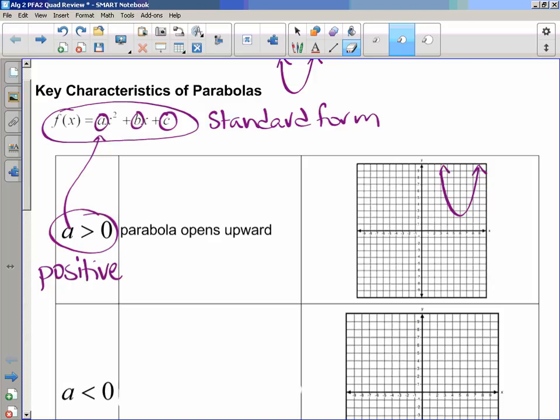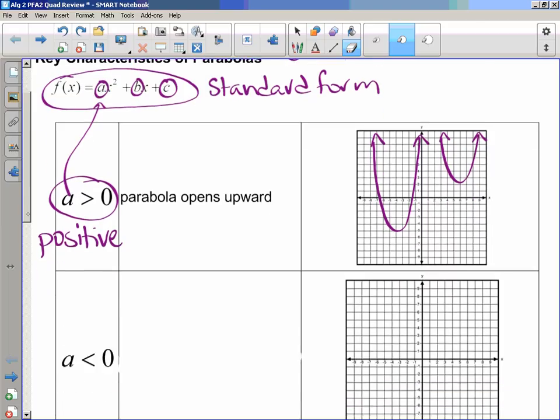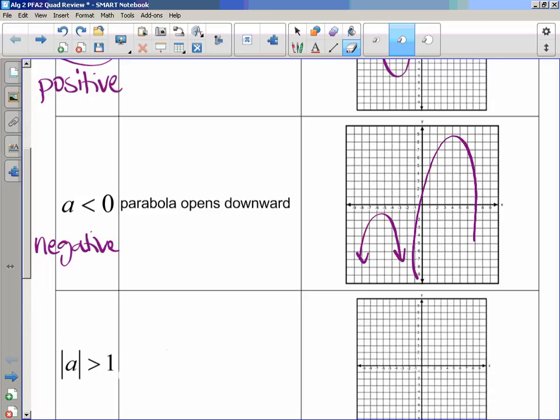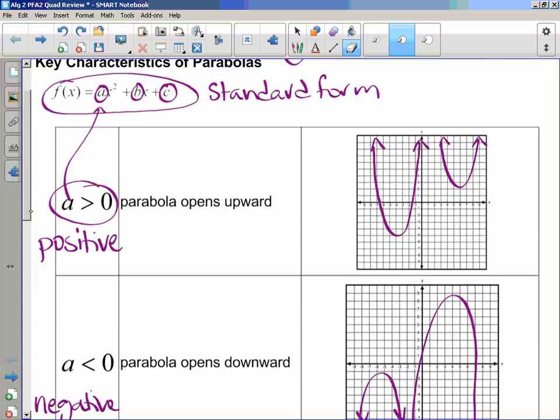I could have something that looks like this, or something like that, or lots of different parabolas. But I do know if a is positive, it opens upward. Likewise, if a is less than 0, or negative, I know this: the parabola opens downward. So I could have something like this, something like this, just as long as it opens down. So the leading coefficient, the number next to x squared, tells us if it opens up or down.